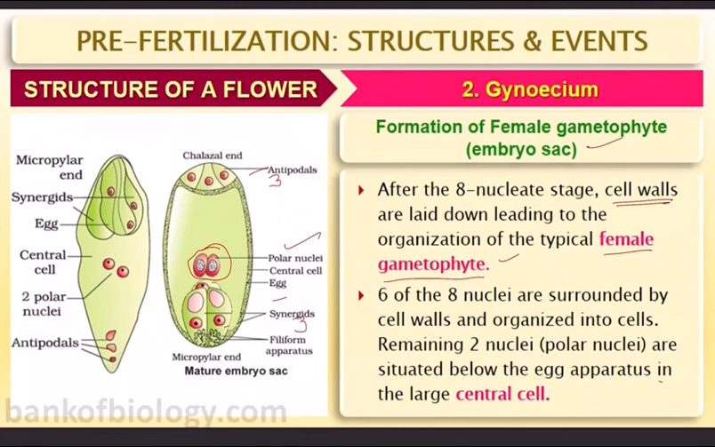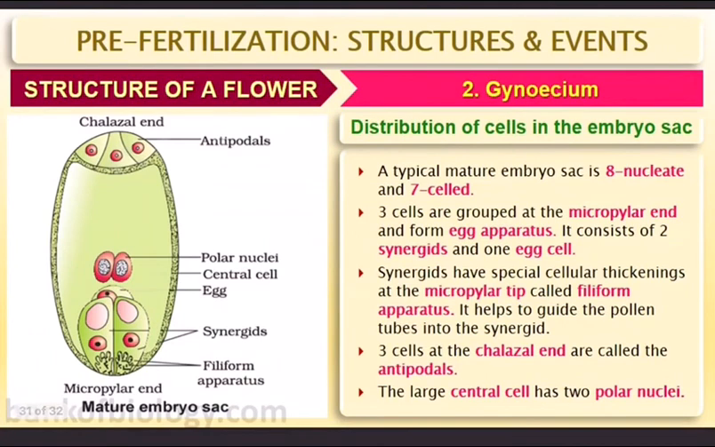So how many nuclei are there? 3 top, 3 bottom, 6 plus 2 centrally. So 8 nuclei. Okay, that's clear now. 8 nuclei. How many cells are there? Here 3 cells, here 3 cells, 6, and here 1 cell. Because both the polar nuclei are forming only 1 cell. So 6 plus 1, 7 celled. So we say this embryo sac structure as the matured one, having an 8 nucleate, 7 celled embryo sac. Okay, that is the matured one.